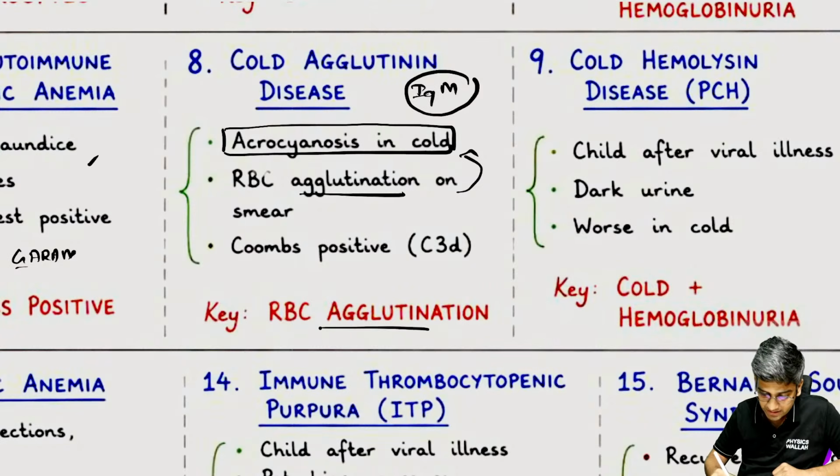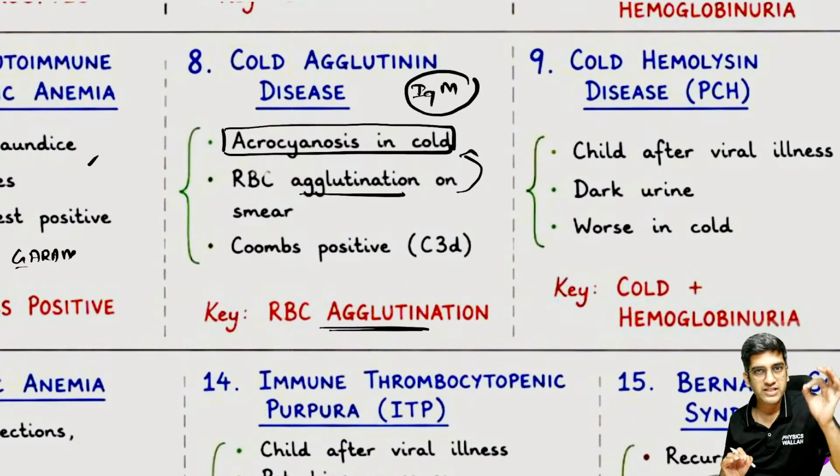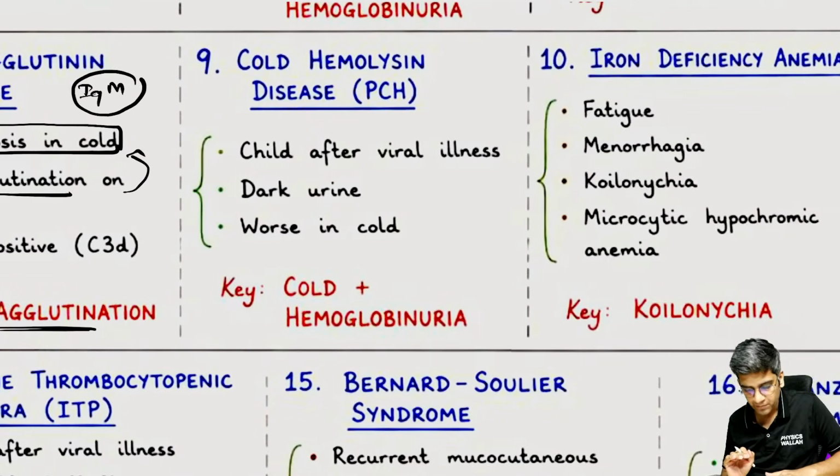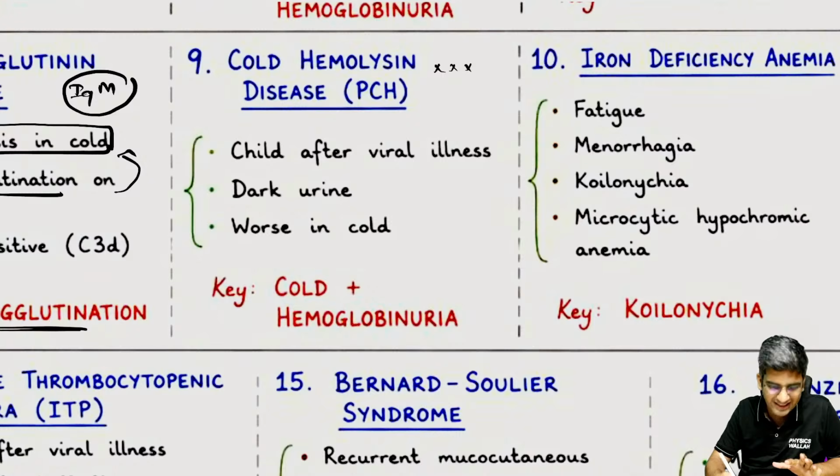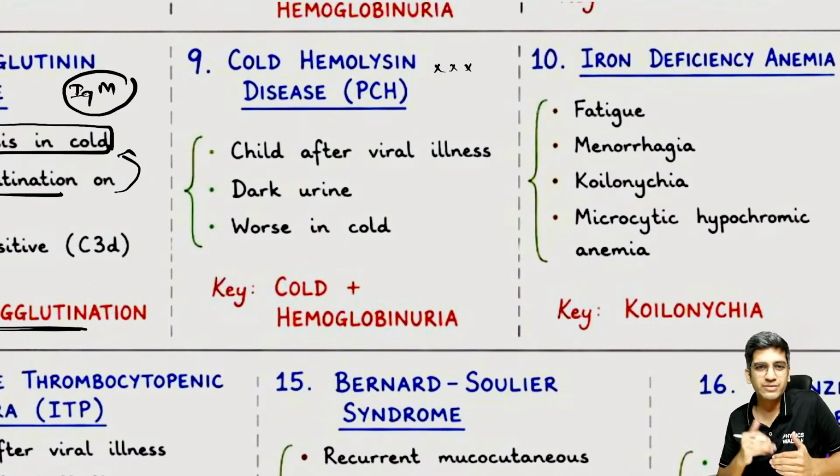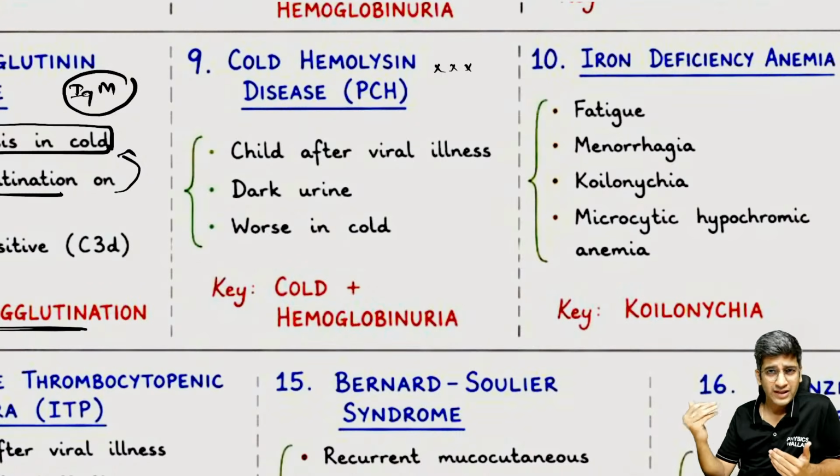And you have, this is the most important key factor, RBC agglutination in the peripheral smear is diagnostic of cold autoimmune hemolytic anemia, right? This is very rare. I am putting an asterisk mark because you might not get them in real life. Very unlikely to get them in an exam as well.